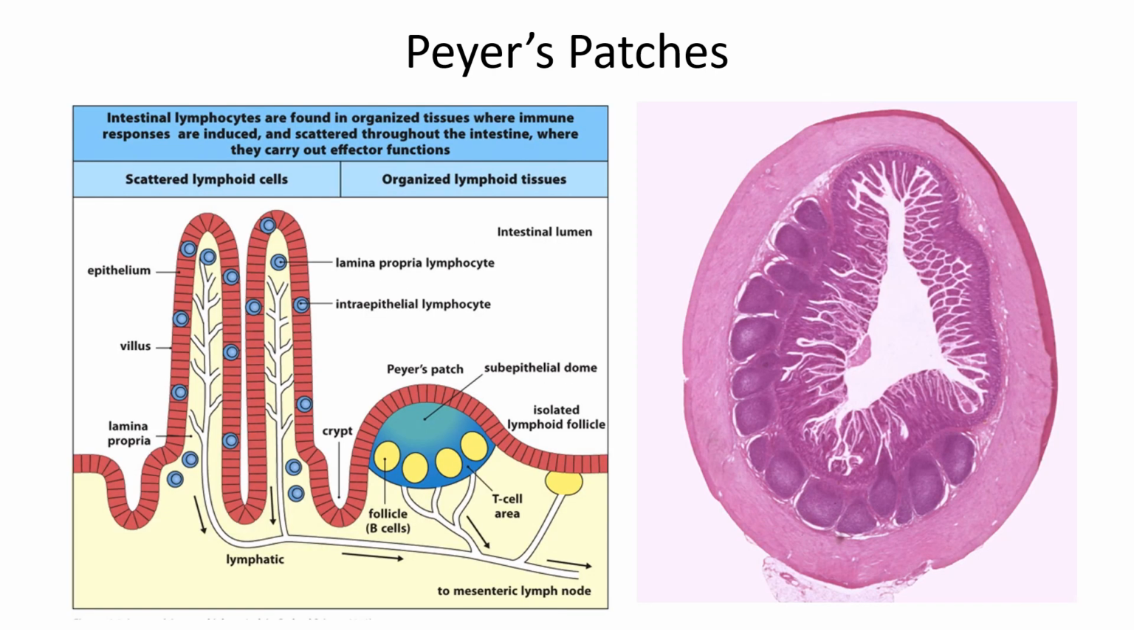On the right, you can see a cross-section through the small intestine. The large grape-like structures you see in this histological section are the Peyer's patches. Their role is, once again, to trap any bacteria that might otherwise make their way into capillaries and thus enter into systemic circulation. That would be a bad thing.